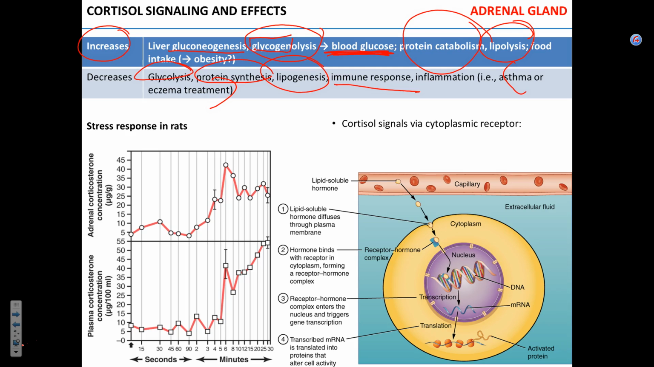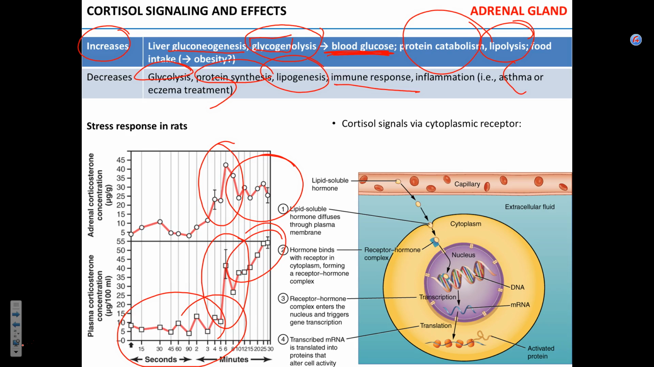Now, cortisol doesn't spike right away. It may take minutes, or in some cases it may take days for the cortisol levels to go up. Okay, so it's a fairly slow developing response to the stress, and it's fat soluble, so its receptor is in the cytoplasm. Does that make sense? Cytoplasmic receptor for fat soluble cortisol.